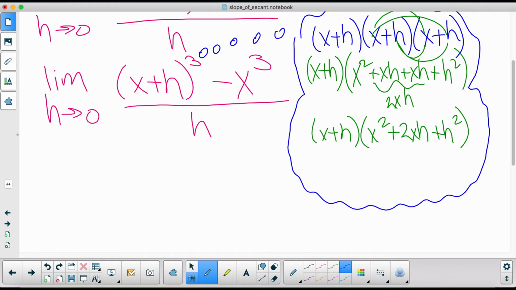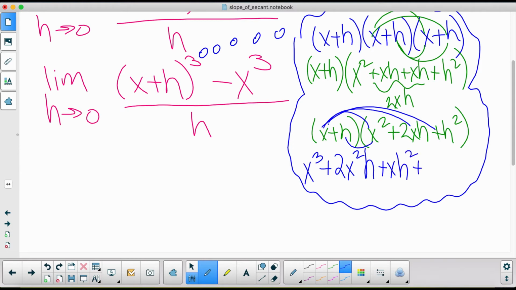So now as we multiply this out, x cubed plus 2x squared h plus xh squared plus x squared h plus 2xh squared, I'm running out of room in my thought bubble, plus h cubed. Woo! That's a lot.